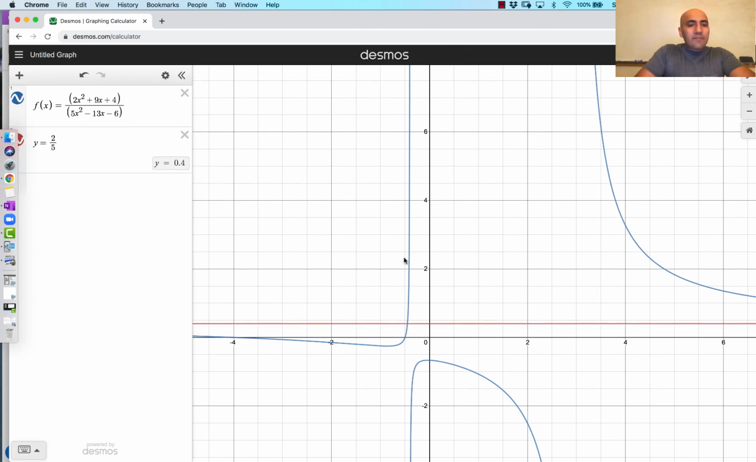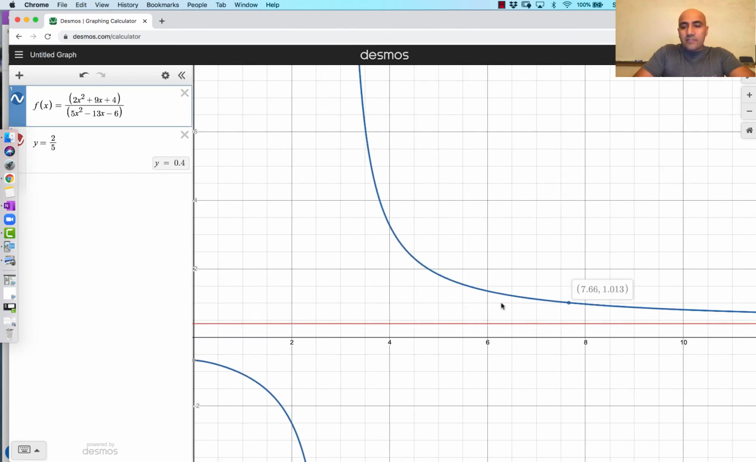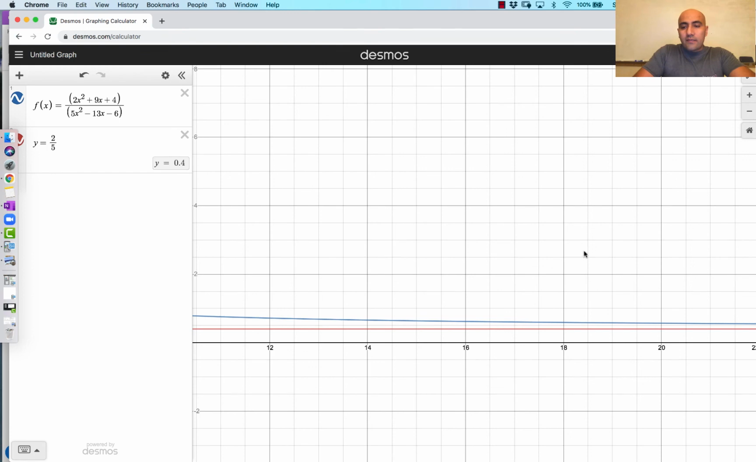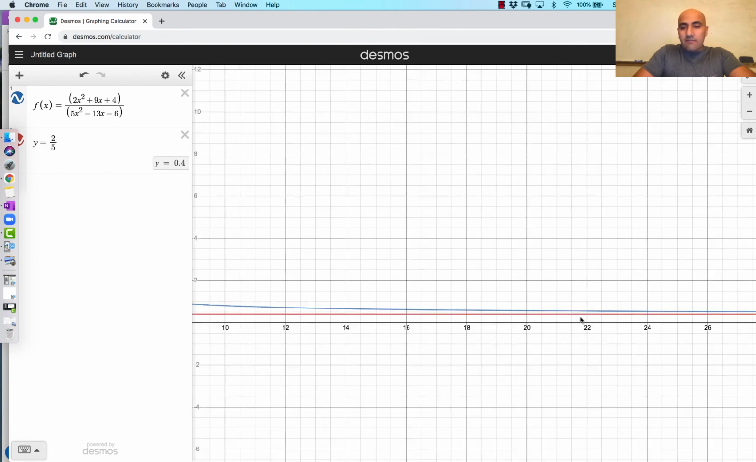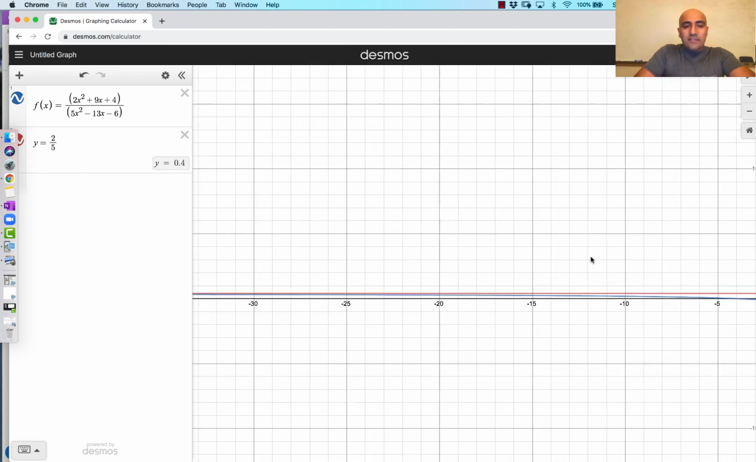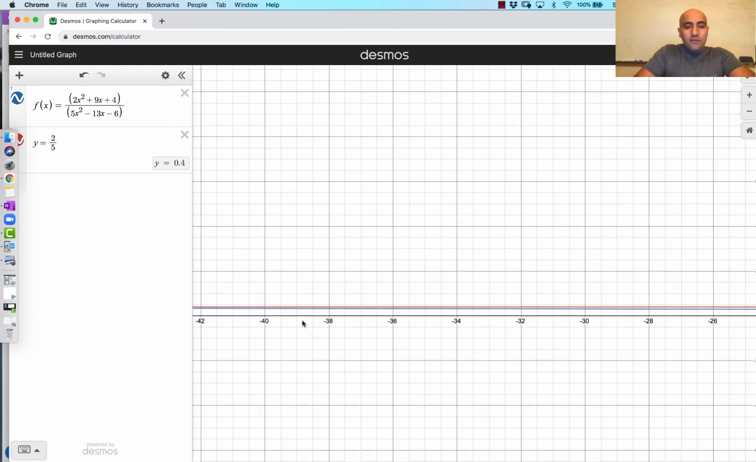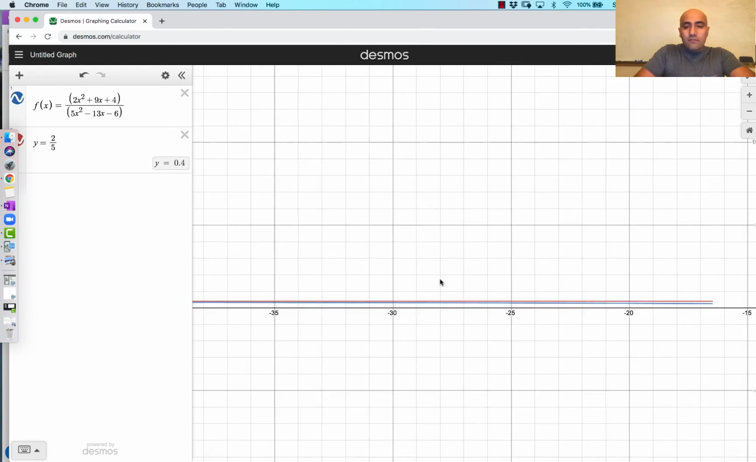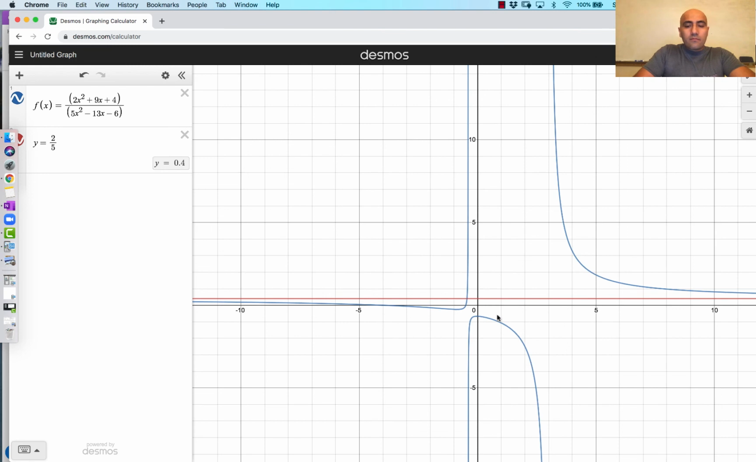And remember, we care about what happens at infinity, right? When x equals 1, when it equals 2, that doesn't matter. We want to let x go out to infinity. And we see that eventually the function, which is in blue, gets infinitely close to our red line, which we saw was the line 2/5, right? And it does that in both directions. So there is a horizontal asymptote at 2/5 because they match.